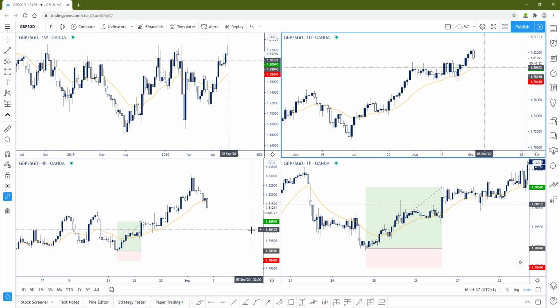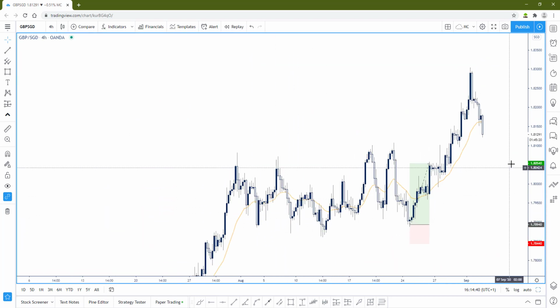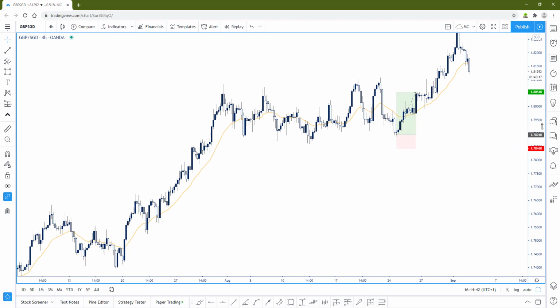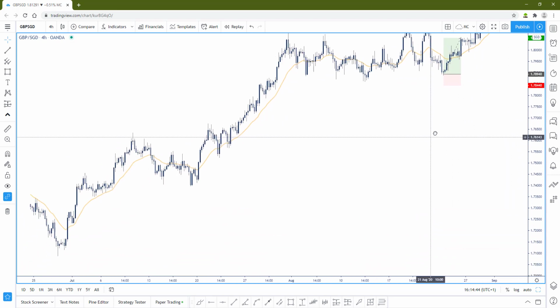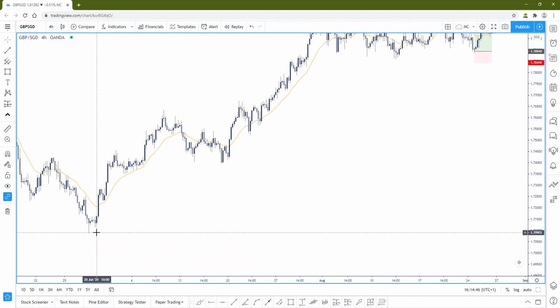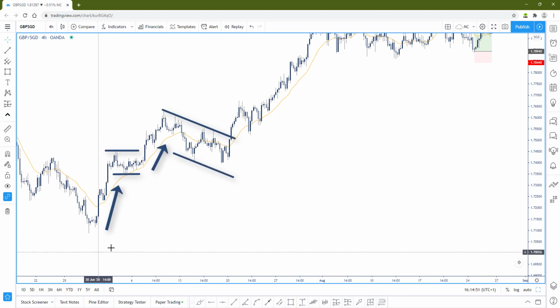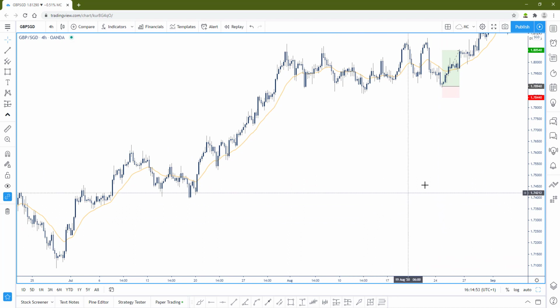And having a closer look at this trend on the 4-hour chart, we can also see this clear impulsive and corrective price action going on. So the impulsive move here starting on the 30th of June, and then we have smaller impulsive and corrective structures, and we have a larger impulsive and corrective structure here.